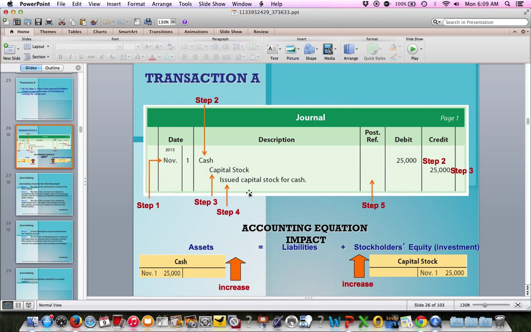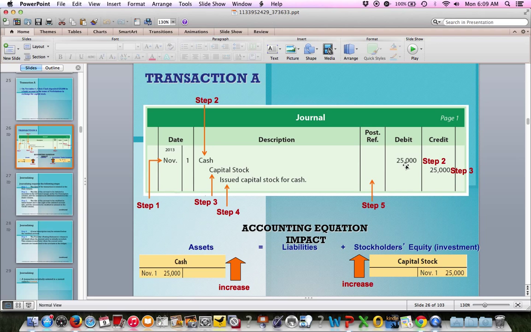And then we always have an explanation. We're trying to leave ourselves some breadcrumbs. We're trying to leave ourselves some clues. If we find an error in our accounting, we have to go back and fix it. So if I leave myself some clues, I'm giving myself the ability to go backwards, look at transactions, and understand why we did that transaction. So that's what the description's about.